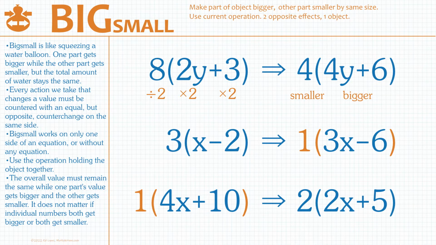Distributing parentheses is a big small action when you realize that there are invisible parentheses and 1 in the answer. This is also an example of the show action. The outside got 3 times smaller while the inside got 3 times bigger. Common factoring is also big small. Making the inside smaller by a factor of 2 makes the outside bigger by a factor of 2.